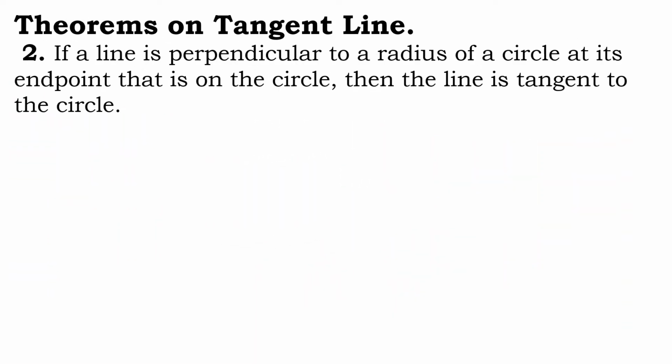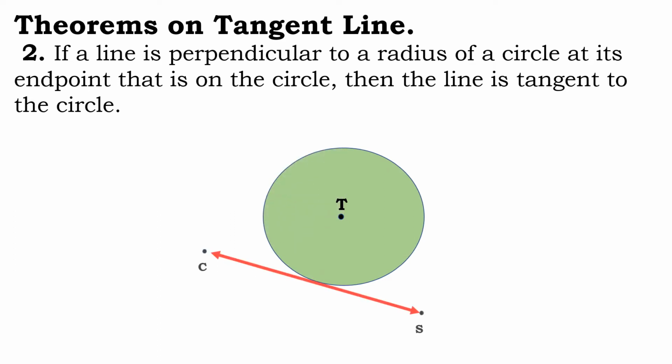Theorem number 2. If a line is perpendicular to a radius of a circle at its end point that is on the circle, then the line is tangent to the circle. If line CS is perpendicular to radius LT at L, then it is tangent to circle T.